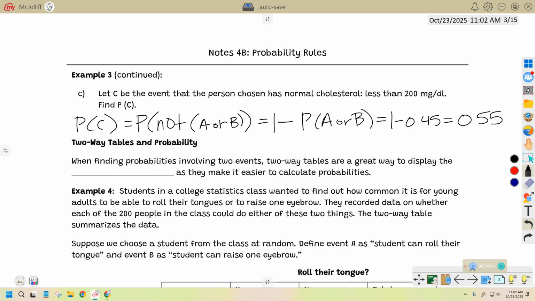All right, one more thing today, and then we'll finish these on Friday. All right, so we've seen two-way tables before.